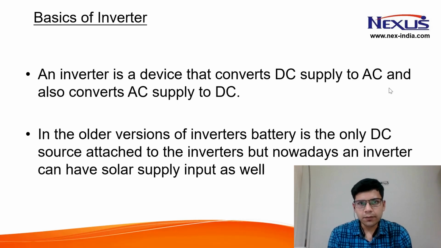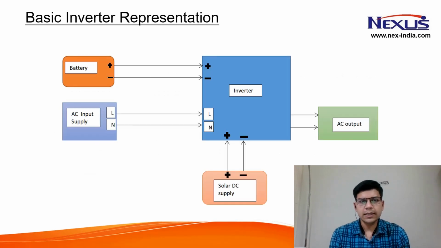If you have seen an inverter, there are terminals for connecting the DC battery. There are also terminals present for connecting the AC input supply. But nowadays, in some inverters, there is also a third type of connector present for connecting PV panels. So, if you have PV panels at your home, you can use them to power your inverter. So, this is the basic inverter representation. As we all know, a battery is connected to the inverter, an AC input supply is connected to the inverter, and now a solar DC supply is also connected to an inverter.